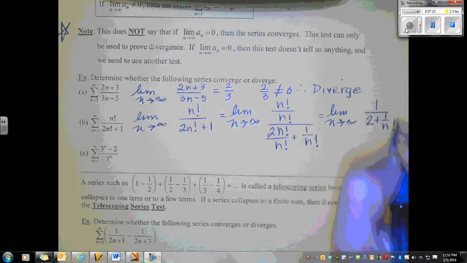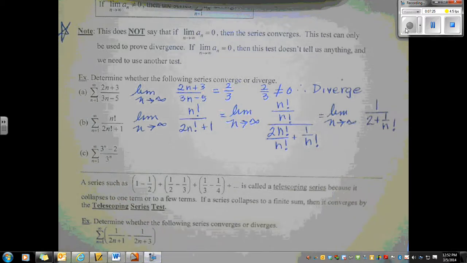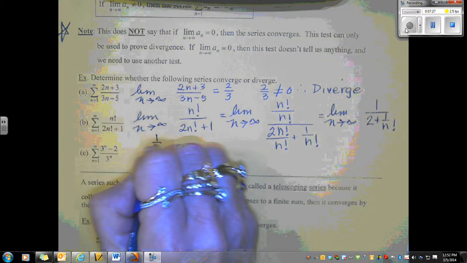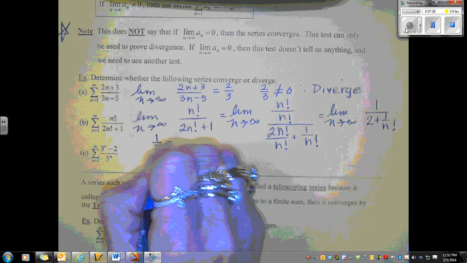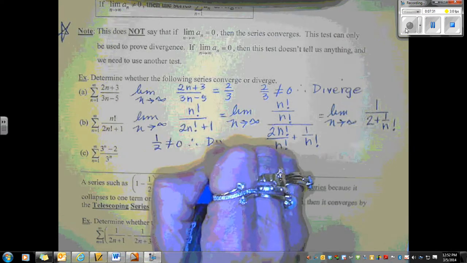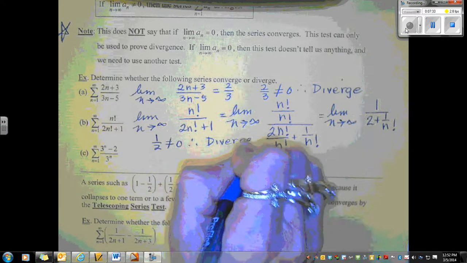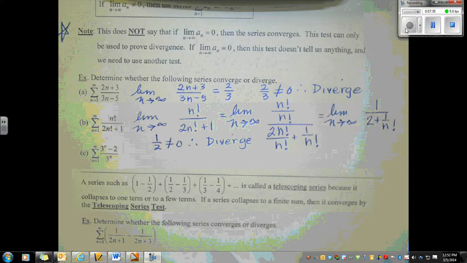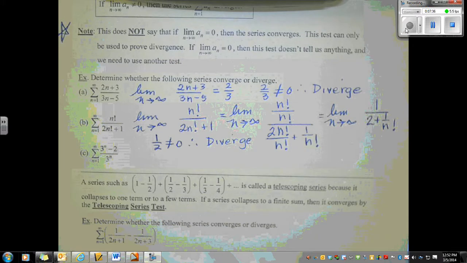So what do we get? 1/2. So 1/2 does not equal 0, therefore diverge. How did I get that? Just get 1/2 in the beginning because they have the same.